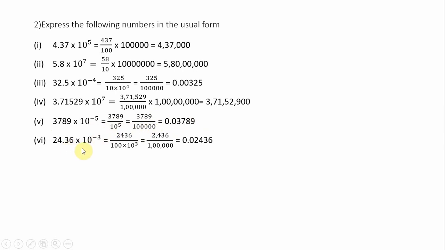Next one, 24.36 into 10 to the power of minus 3. Here decimal is there, so I have written by 100, as 2 digits are there after the decimal. Now, as it is minus 3, we'll bring it down. Here it is 2 and here it is 3. Together it is equal to 5 zeros in the denominator. So you have to put the decimal behind 5 digits. It becomes 0.02436. Understand? This we call the usual form, and the previous one we call the standard form. Now, in the third Roman, it is a mixture of both the usual form and the standard form.